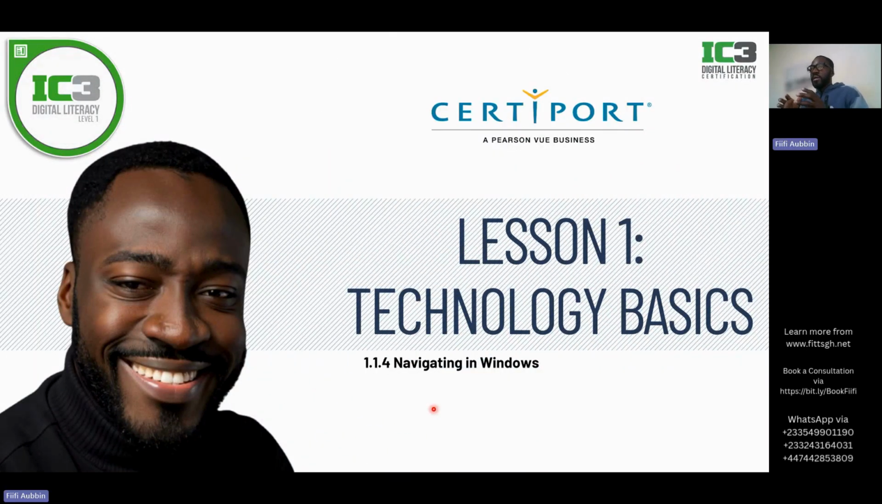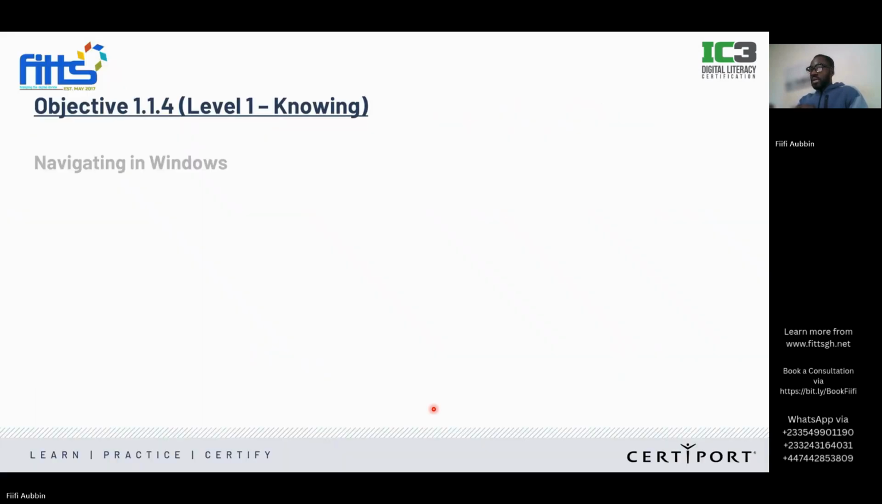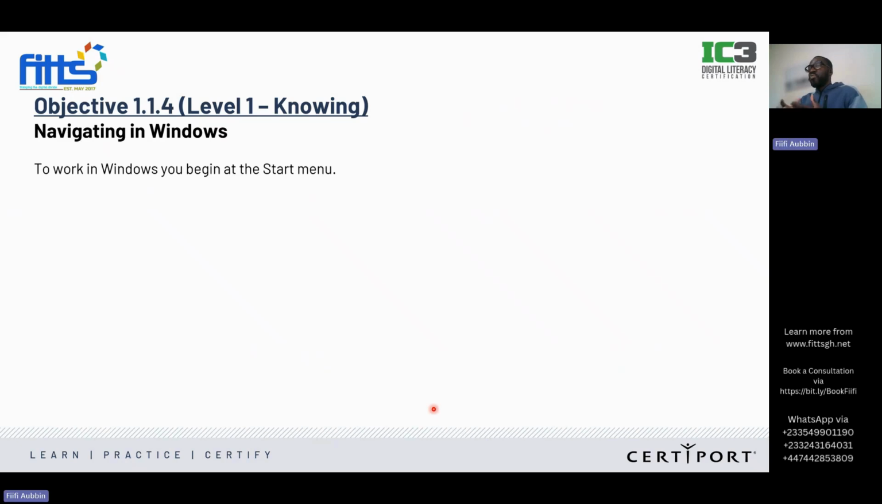So we're still looking at level 1 of technology basics, and we're looking at objective 1.14, which looks at navigating Windows. So it's the same principle, and that's what we're going to do. And you just need to know how to navigate. So it's very simple. And usually if you want to work in Windows, you begin at the start menu.